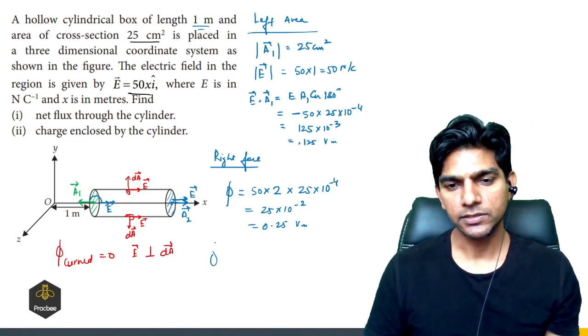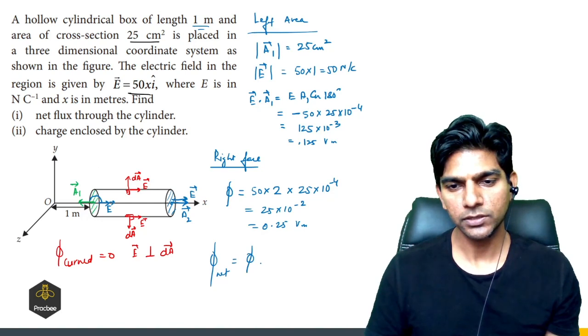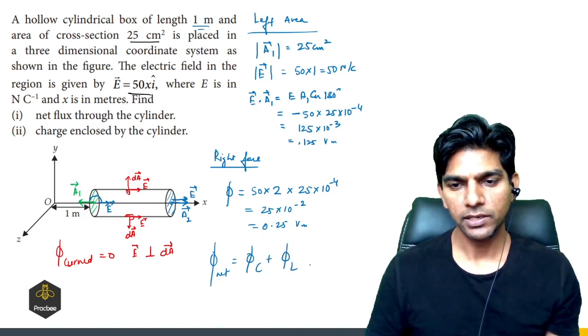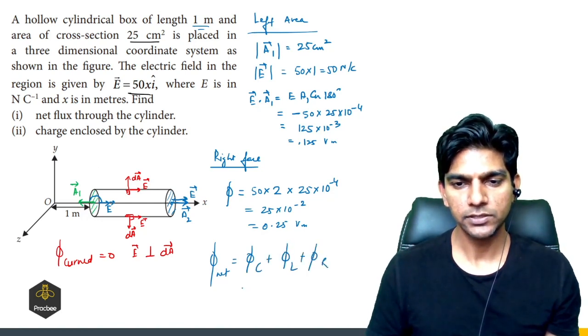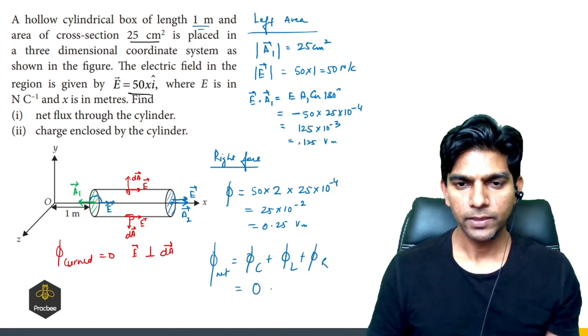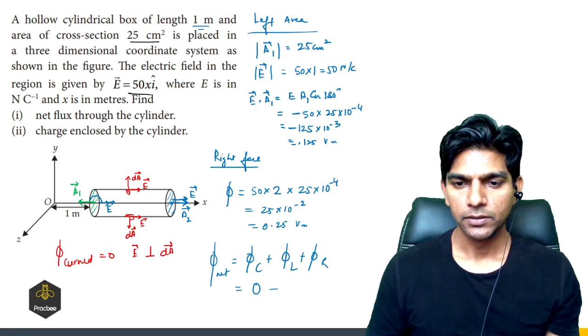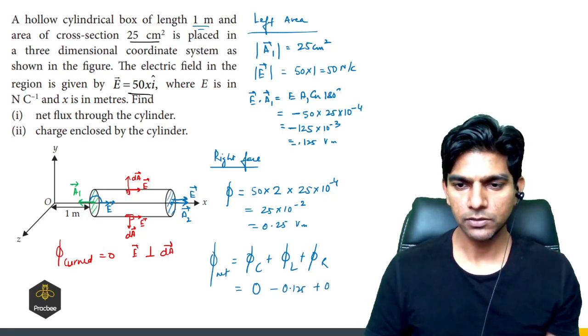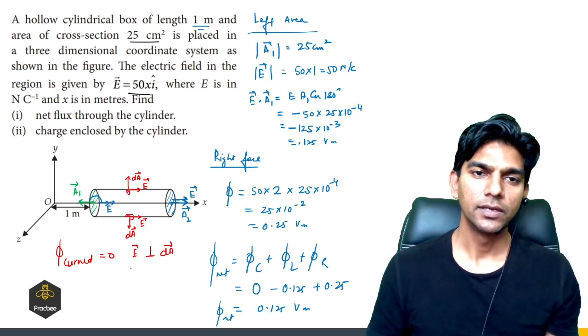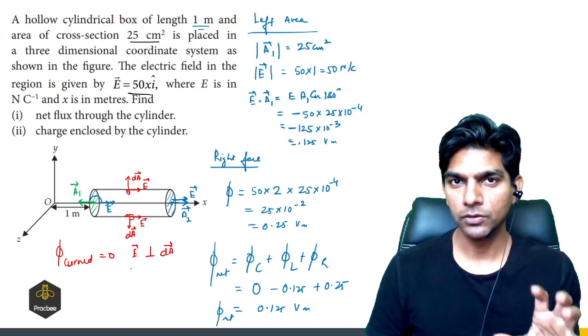So what is the net flux? Net flux will be the flux through the curved surface, plus the flux through the left surface, plus the flux through the right surface. The curved surface is 0, the left surface is minus, sorry, there is a negative sign, right? So minus 0.125, and through the right surface it is plus 0.25. So the answer will be 0.125 volt meter. That is the net flux linked with this closed surface.